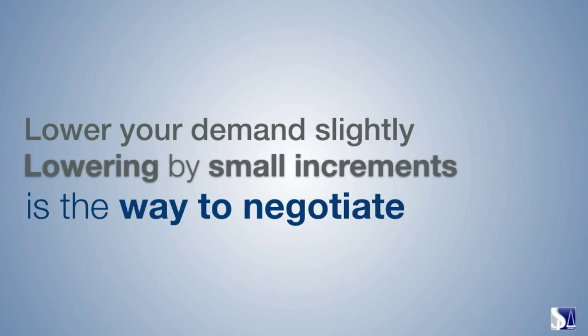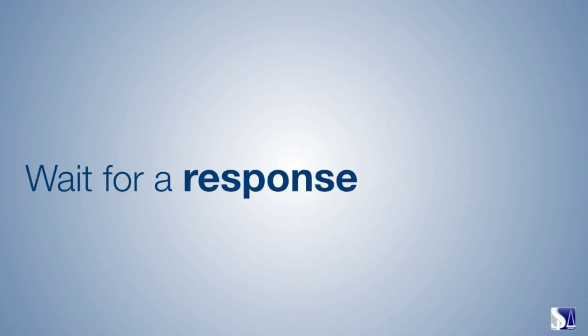Remember, you are negotiating from your demand and not the adjuster's counteroffer. Don't lower your demand very much. Lowering it by small increments is the proper way to negotiate. As long as you're willing to compromise, the adjuster has to continue negotiating. Once you've lowered your demand, don't call the adjuster back right away and lower it again. Wait until she responds. If you drop your demand before the adjuster has a chance to respond, you're negotiating against yourself.